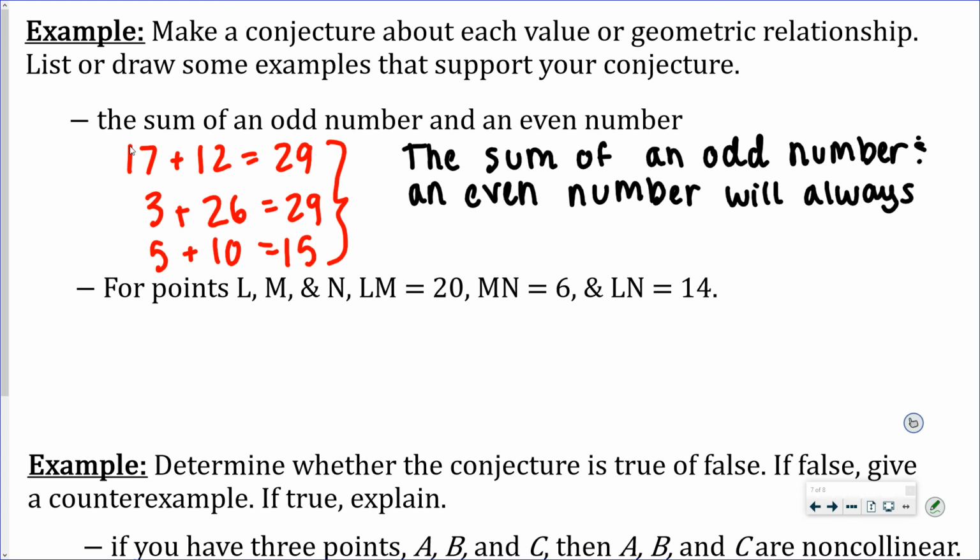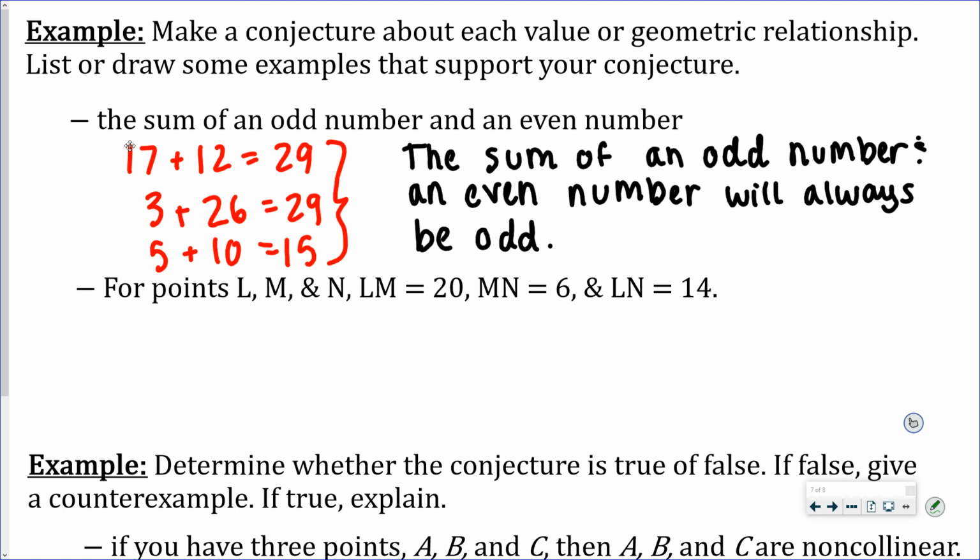Now, it's not possible for me to sit here and list out every single combination of adding an odd number to an even number, right? To show that this is true. But to show that it's false, can anyone think of a counterexample? Can anyone think of an odd number plus an even number where I wouldn't get an odd number? You're all right, there isn't one. This is true. Good job.